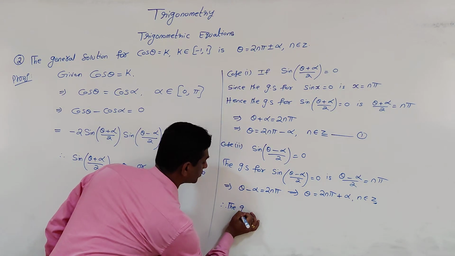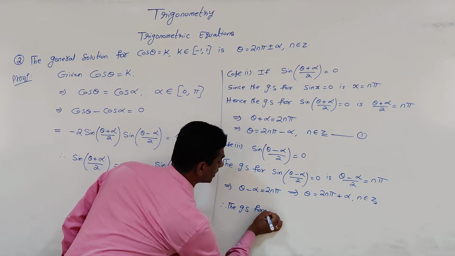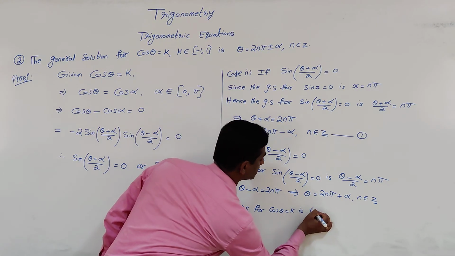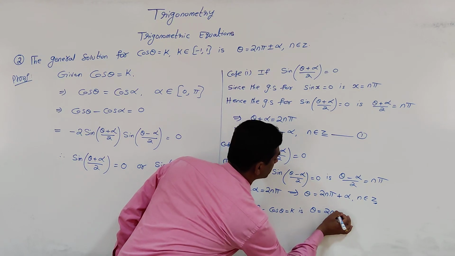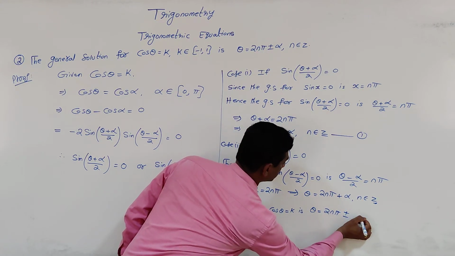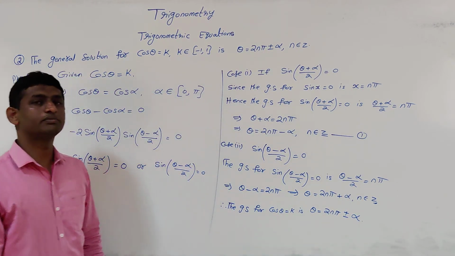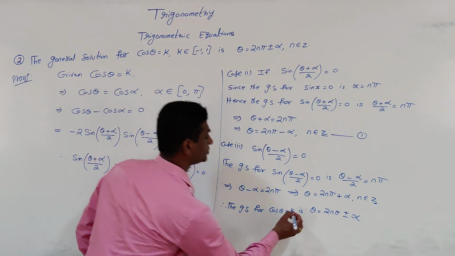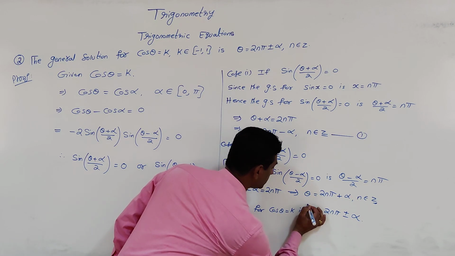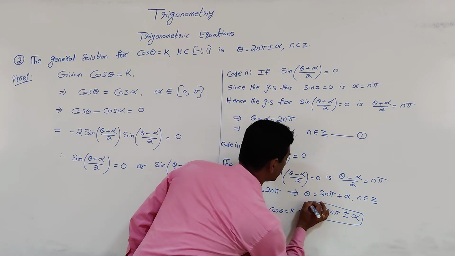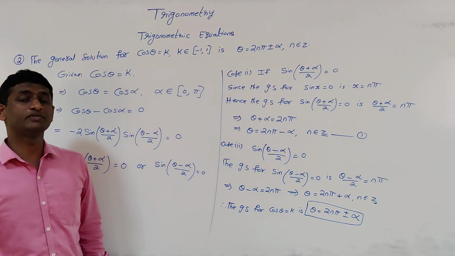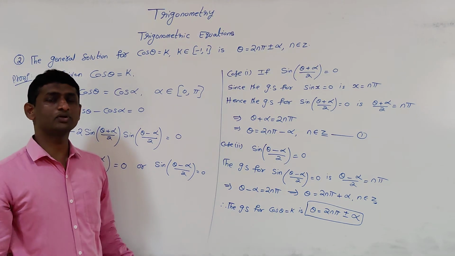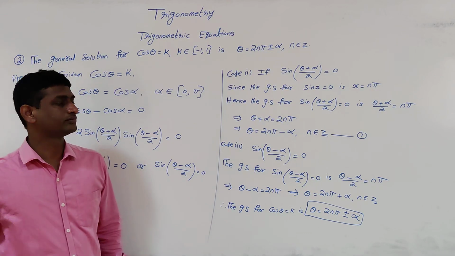the general solution for cos theta is equal to k is theta is equal to 2n pi plus or minus alpha. That is the general solution for cos theta is equal to k, where alpha is an angle that should lie between 0 and pi. Now let's see a small example on the trigonometric equation.